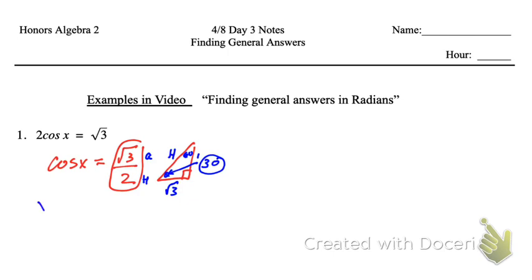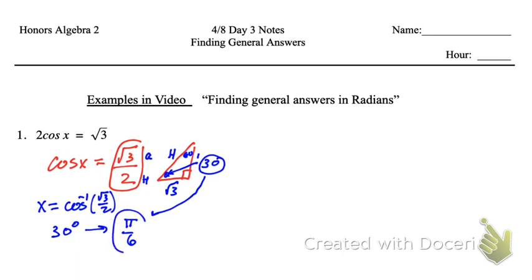All right, so if you can't remember that, you punch it in your calculator and say inverse cosine of square root of 3 over 2, and your calculator will say 30 degrees. Now if we're doing it in radians, at some point in time we've got to switch that over to pi over 6. Again, remember my little trick, 180 divided by 30 gives me 6.